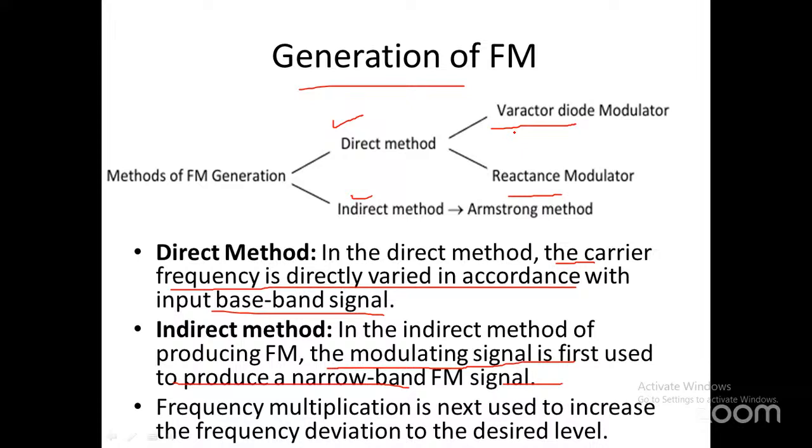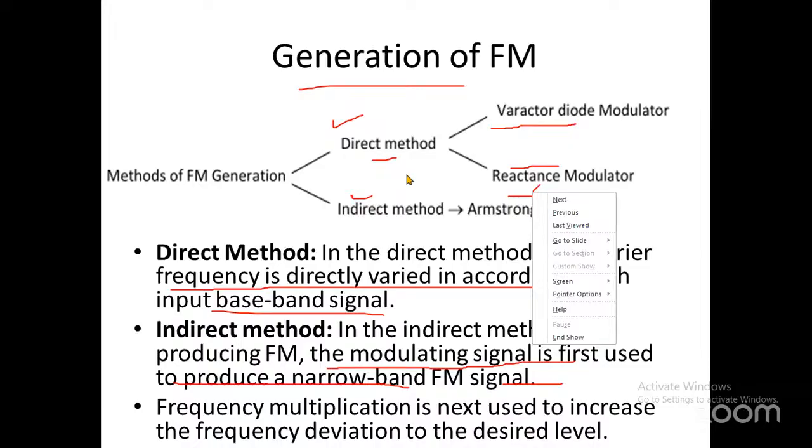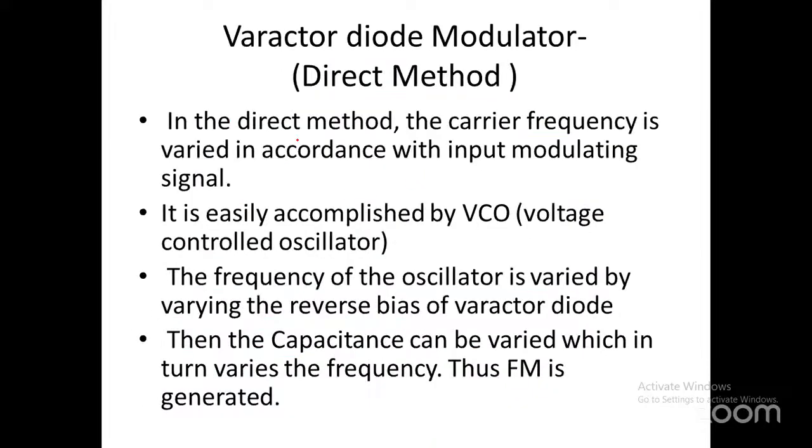By using that diode, you can generate the FM, that is called direct method. By using a reactance modulator, that is, simple LC tank networks, which we call oscillators. Using an oscillator, you will generate the simple FM signals. So the varactor diode modulator is simply called the direct method.